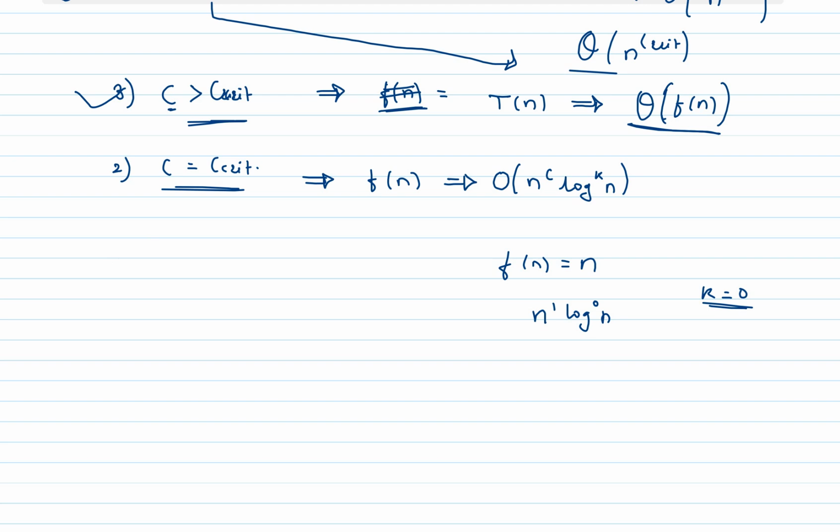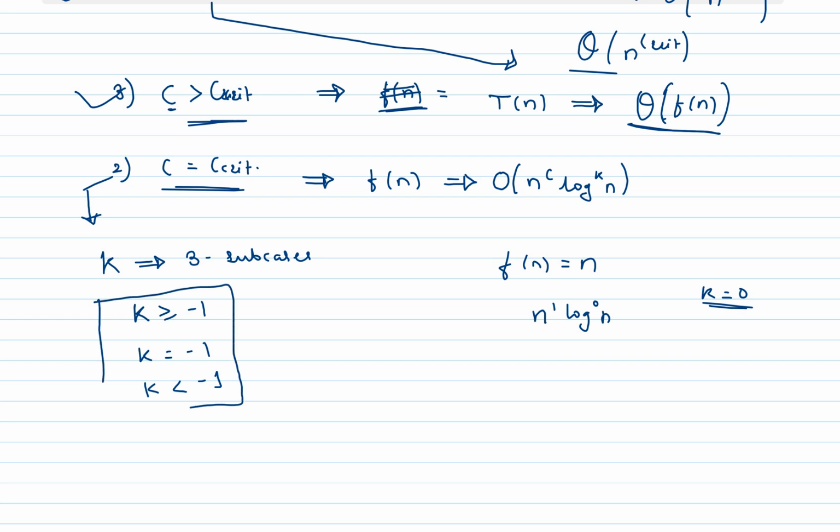So now based on this value of k, we have 3 sub cases for this case of the master theorem. And what are the 3 sub cases? k is greater than -1, or k equal to -1, or k less than -1. Okay, so we'll discuss all these cases in subsequent videos.